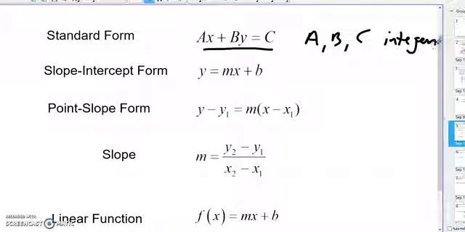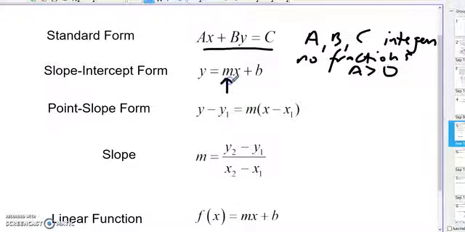And the main thing we can think of is that none of those can be fractions, so no fractions for this. And then also in our book, it assumes that a is positive, so a is greater than 0. Then we have slope-intercept form, where m is the slope and b is the y-intercept.